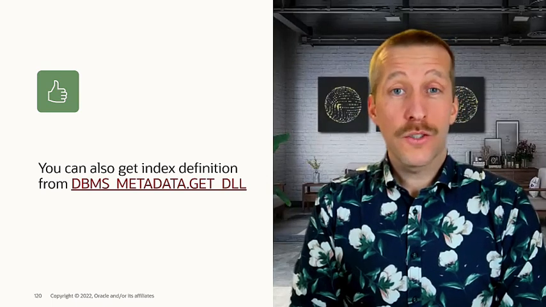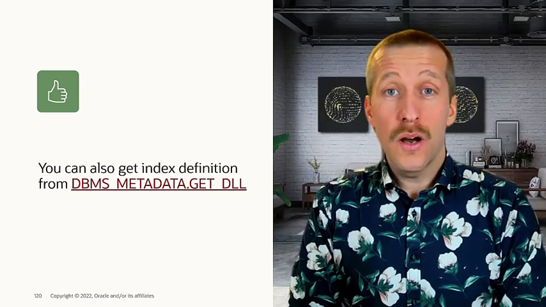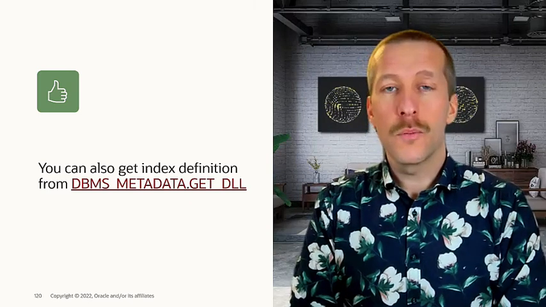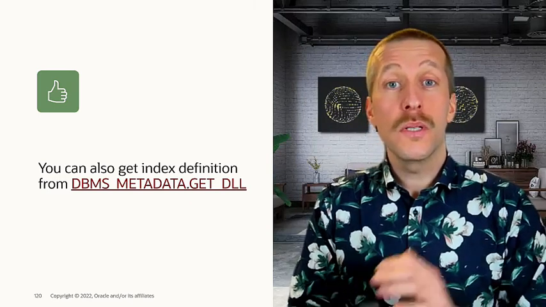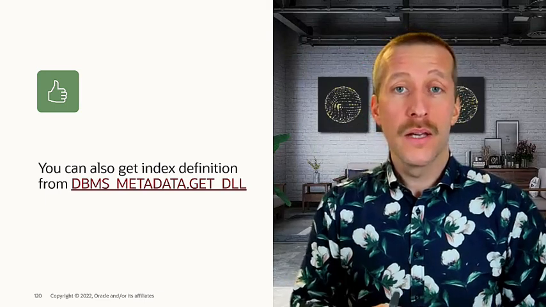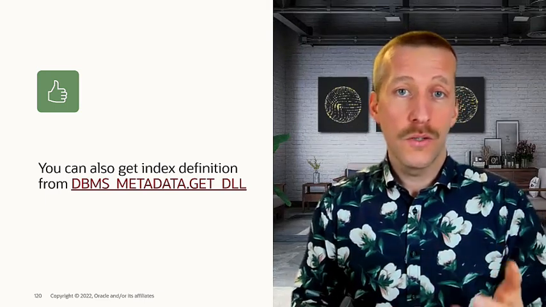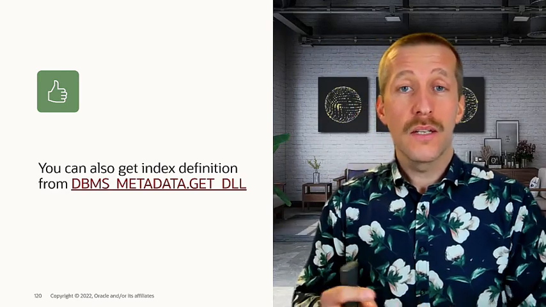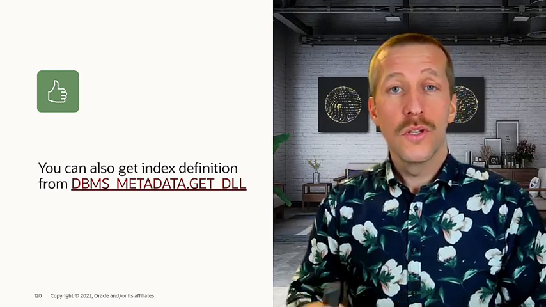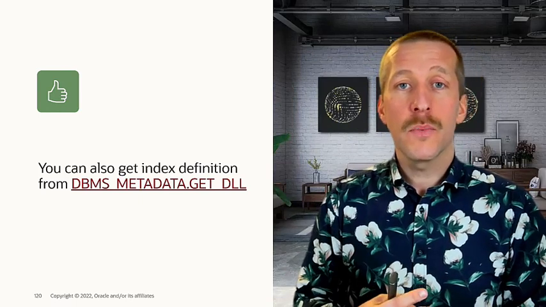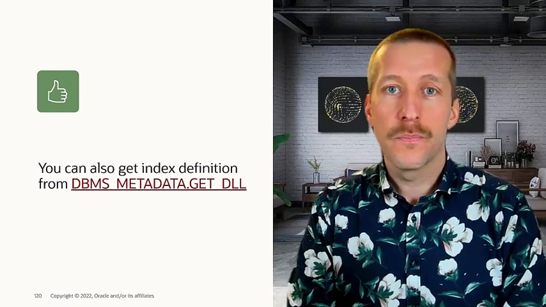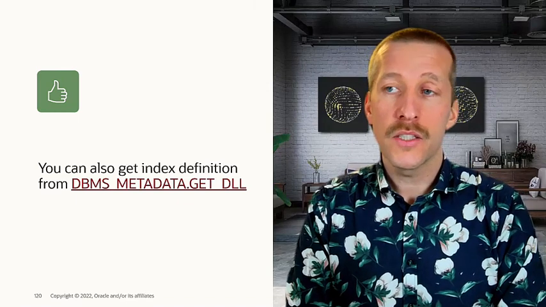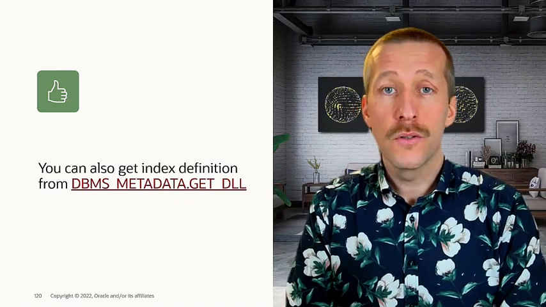If you need to extract the definition of an index or any other object, instead of using the SQL file option in Datapump, you can also use DBMS metadata directly. That's one of the APIs that you can use as well. DBMS metadata has a function called getDDL that you can use to create the DDL statements for any object in the database. And Datapump, in fact, uses the DBMS metadata API as well, but it's free for you to use it as well.